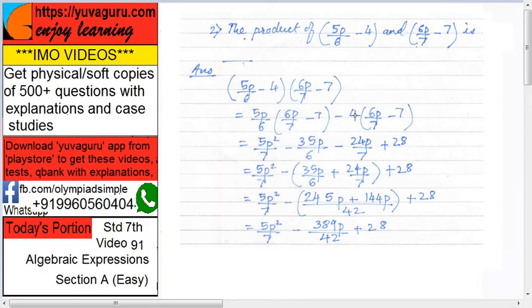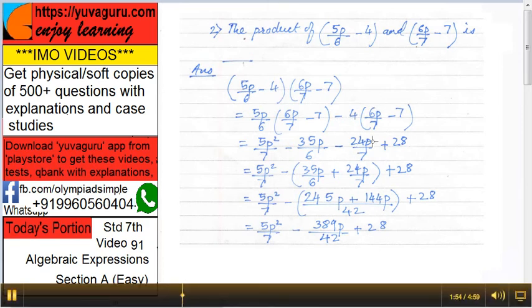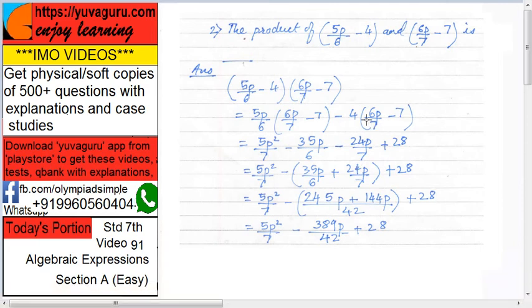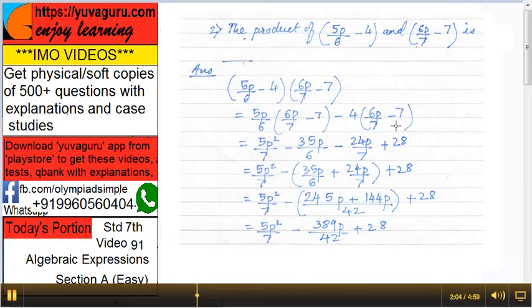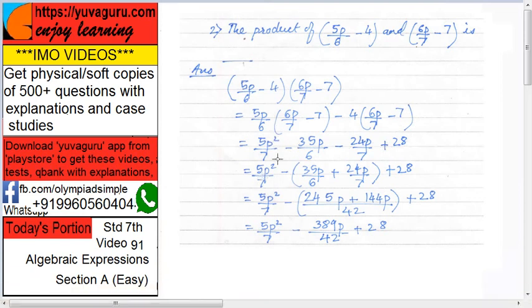Now this bracket, minus 4 into 6p, so minus 24p, right? Minus into plus is minus, upon 7, and 7 4s are 28, minus into minus is plus. Okay, now solve this, whatever can be solved. 5p square upon 7. Is there any term of p square? No. Keep it as it is then. Now this you have to solve.